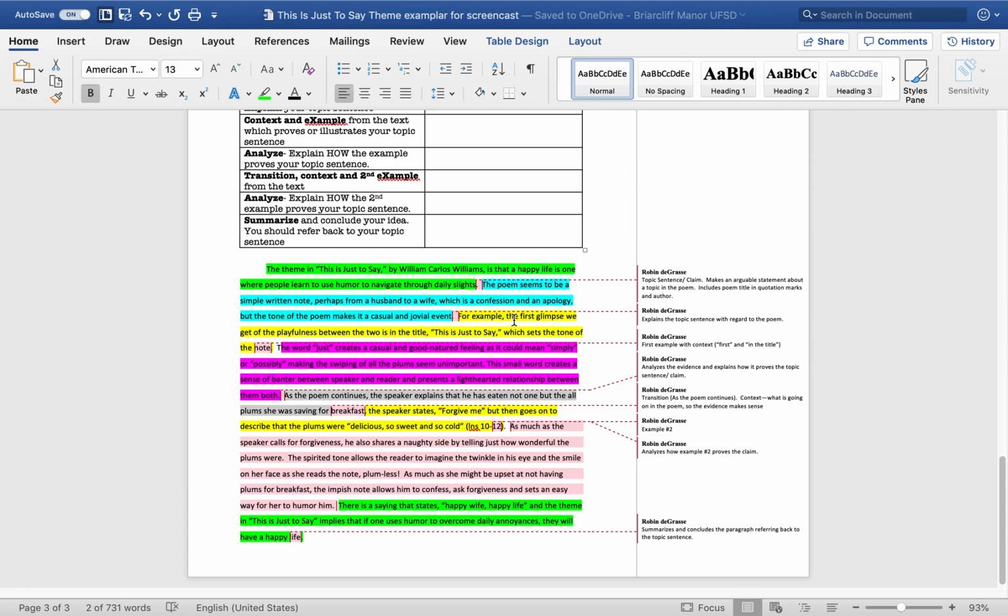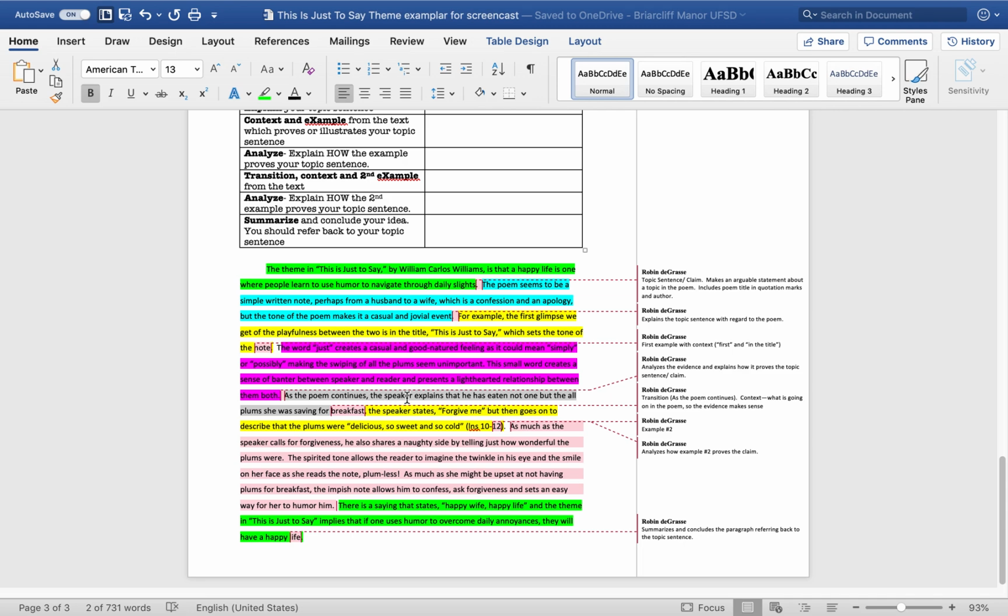For example, the first glimpse we get of the playfulness between the two is in the title. That's the context. "This is just to say," which sets the tone of the note. The word "just" creates a casual and good natured feeling, as it could mean simply or possibly, making the swiping of all the plums seem unimportant. This small word creates a sense of banter between speaker and reader and presents a lighthearted relationship between them both. So you'll notice I examine the word "just" and then I relate it back to our topic sentence.